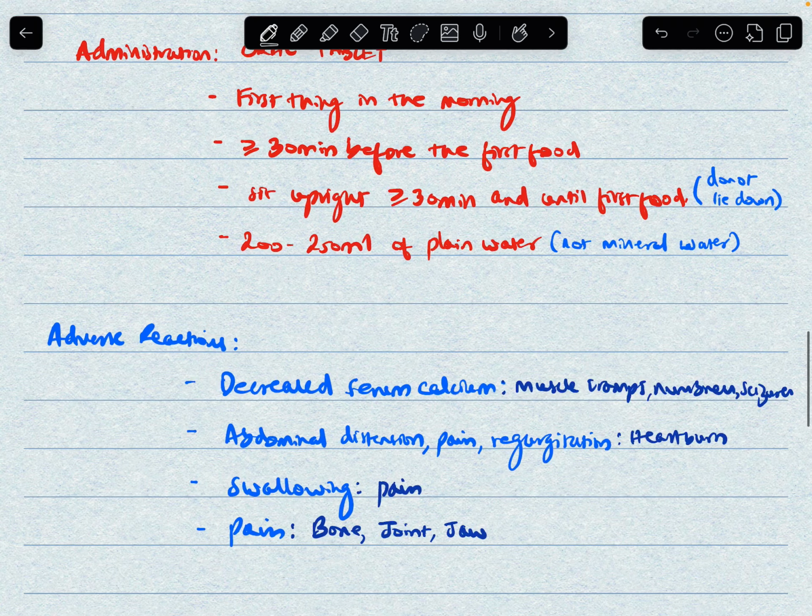We need to remember some adverse reactions that these drugs can cause. Alendronate can cause decreased serum calcium, which can lead to muscle cramps, numbness, tingling, and seizures. This can also cause abdominal distension, abdominal pain, and regurgitation, and patients might complain about heartburn. They can have trouble or pain while swallowing. They can complain of bone pain, thigh pain, groin pain, joint pain, mouth sores, and jaw pains. These are some of the adverse reactions one can expect in long-term bisphosphonate therapy.